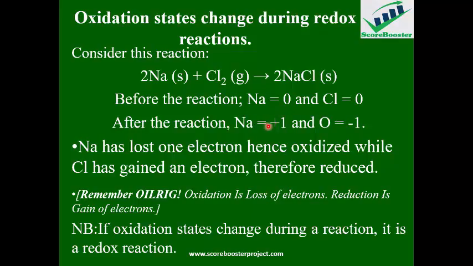After the reaction, let us assume that we know the oxidation number of chlorine now. We want to calculate that for sodium. Chlorine is -1 because it is a group 7 element, -1. That is valence electron. So if we have sodium, then -1 is equal to 0 because everything must be equal to 0. So sodium will now have a +1.